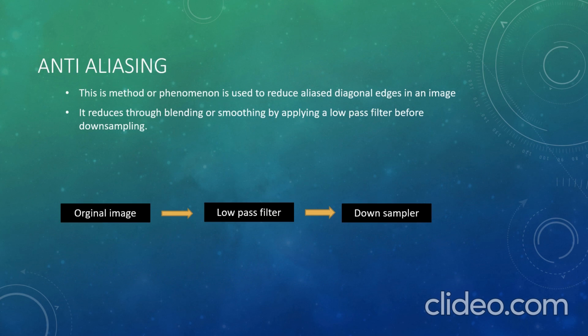Anti-aliasing. Anti-aliasing is a method used to reduce jagged diagonal edges in an image. It reduces them through blending or smoothing by applying a low pass filter before downsampling the original image. Now let's see how an aliased image looks through a MATLAB implementation.